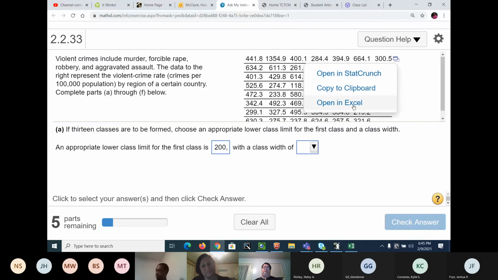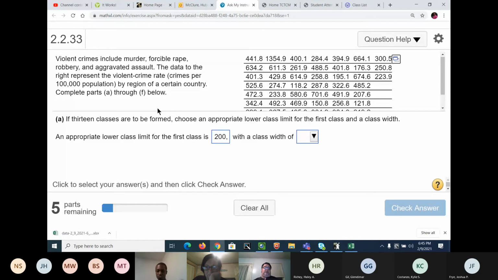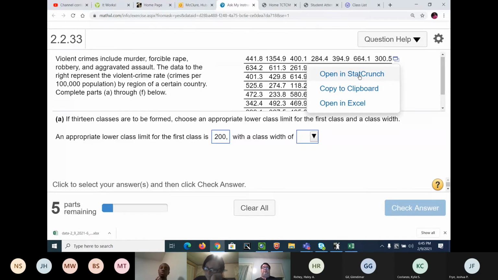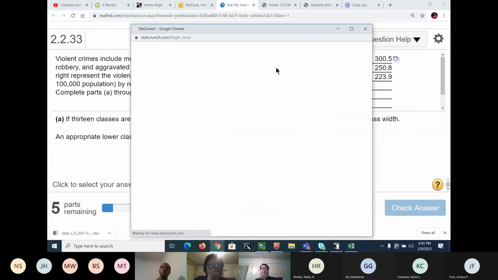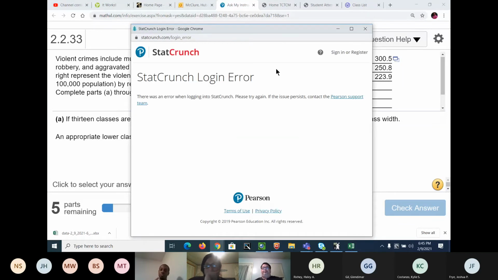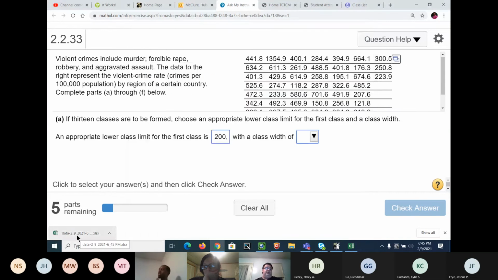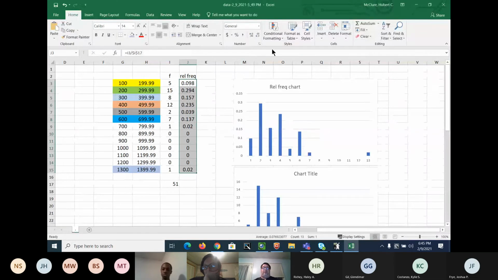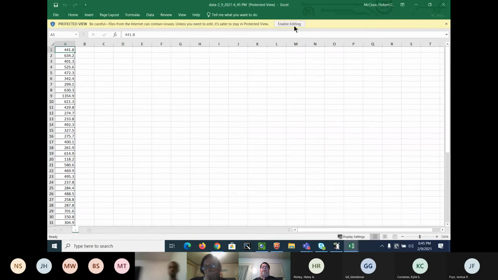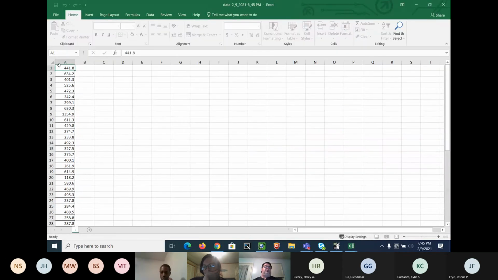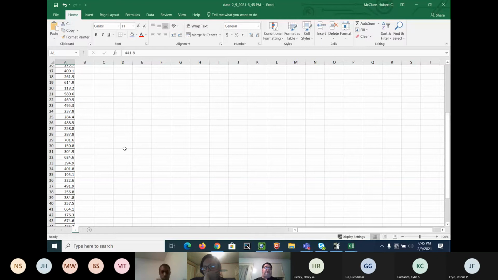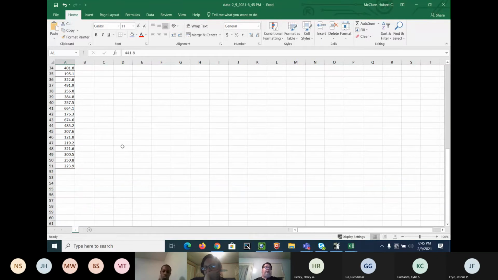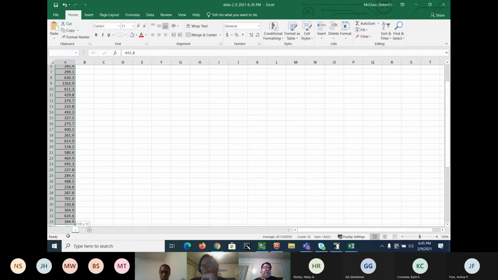Excel. And you can do this in StatCrunch if it'll work. No. So that's why I use Excel. StatCrunch is like Blackboard. It never works. There we go. Now I'm going to make these bigger, but I can't because they already go off the page. So I'm just going to highlight them and put them in order for you. I'm going to highlight the whole thing.